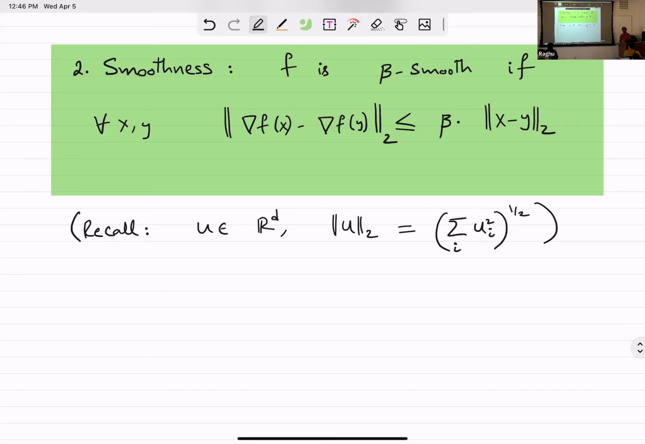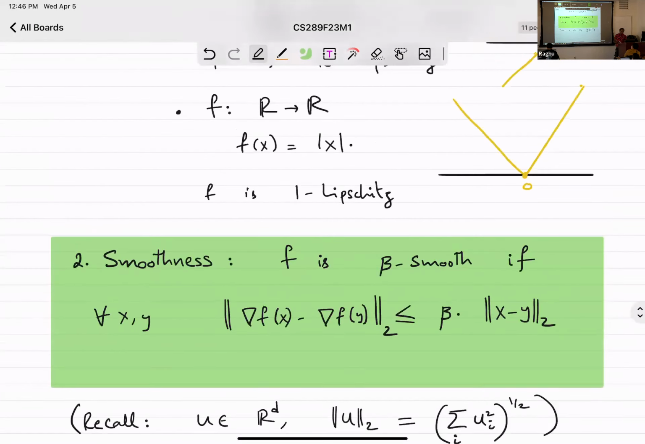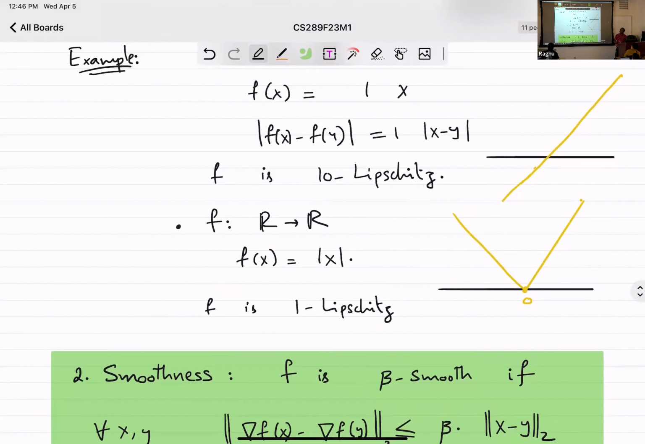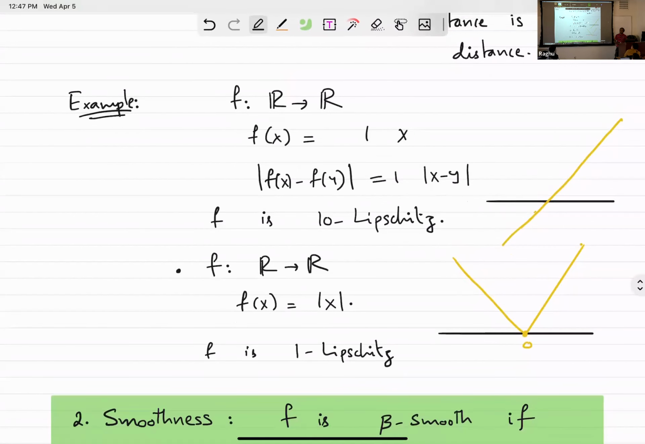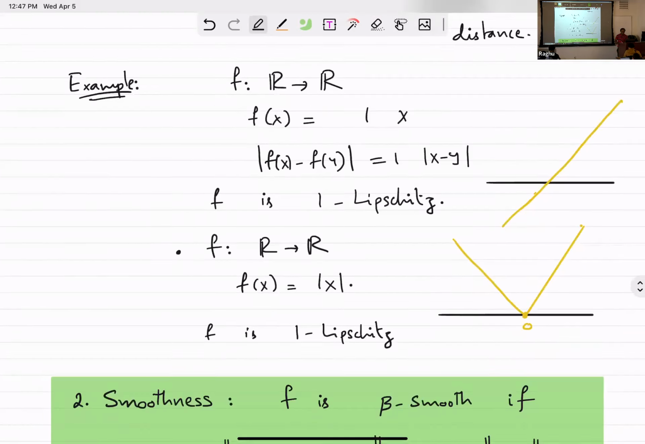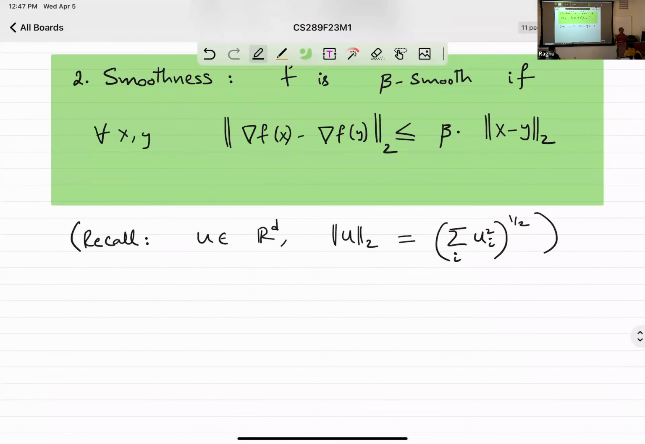Any questions? Going back to the Lipschitz example, on the straight line y equals x, is it 1 Lipschitz or 10 Lipschitz? Y equals x is 1 Lipschitz. Y equals 10x is 10 Lipschitz. That's right. I changed it to 1 Lipschitz in between. And these two conditions are somewhat incomparable.